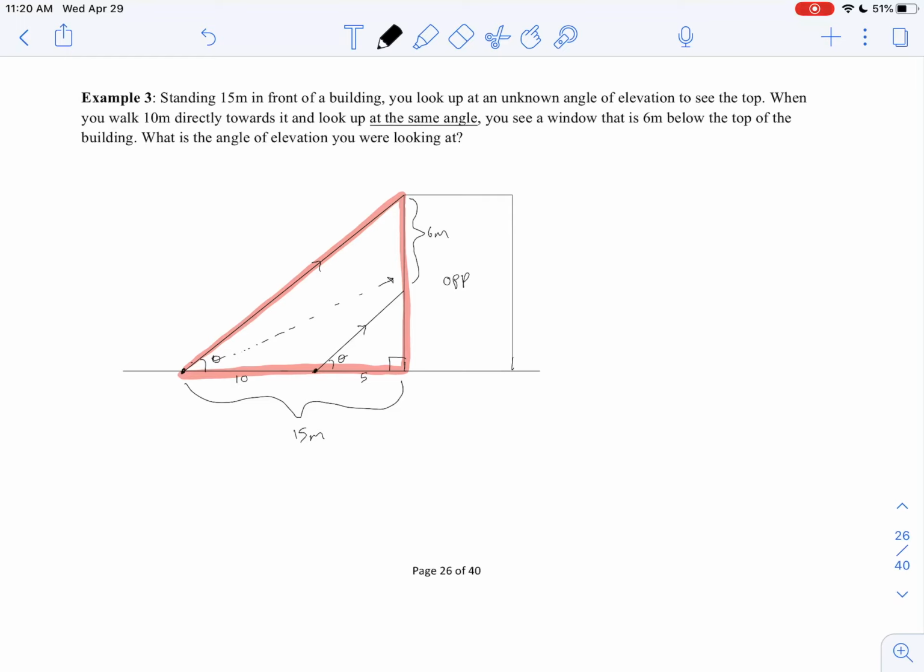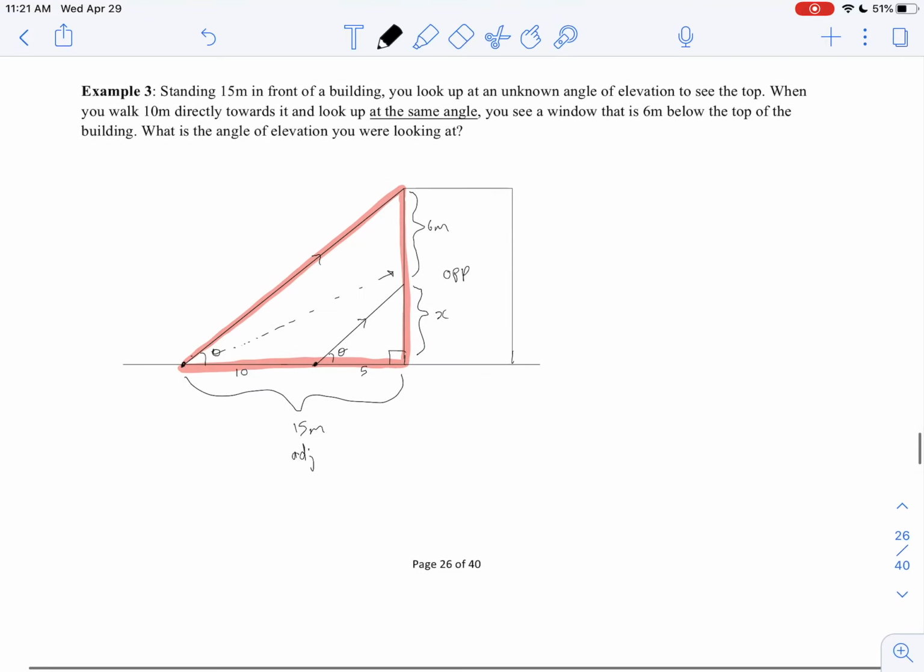We don't know how big that side is. We do know that chunk is 6 meters, but there's some unknown distance right here. So it's going to be 6 plus some unknown distance. I'm going to call that x for no particular reason. So I've got my opposite over there, and my adjacent down here. If I want to use a trig ratio that uses opposite and adjacent, I can say that tan of that angle, theta, is equal to my opposite, 6 plus x, all divided by my adjacent, 15.